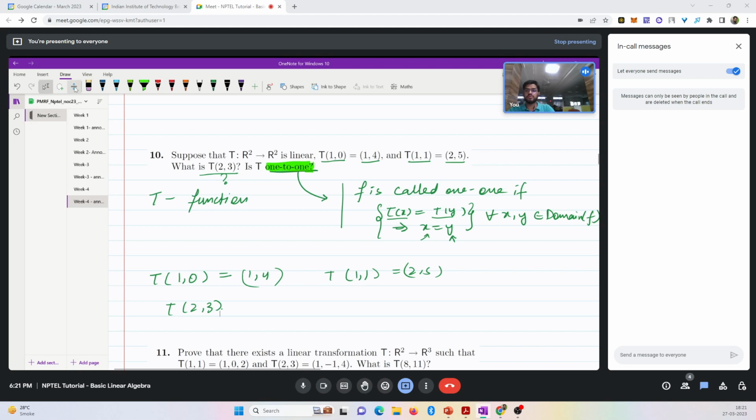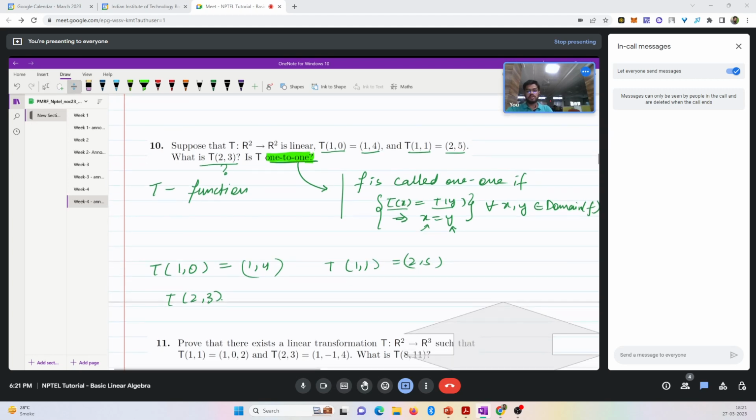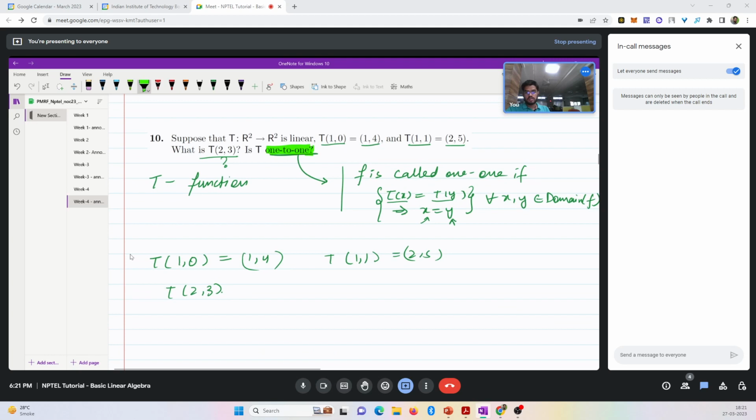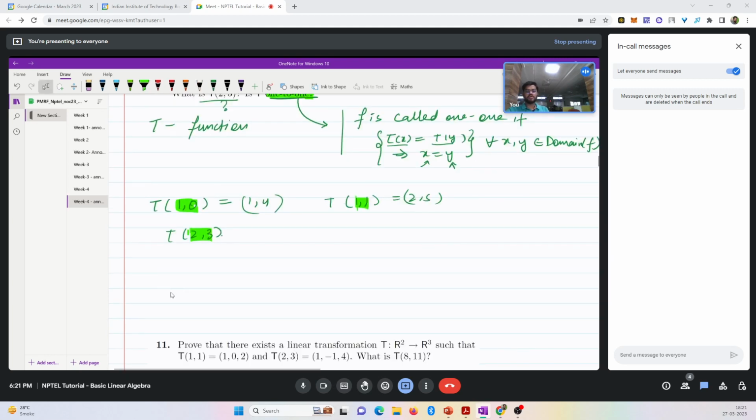So what we will try to do is write (2,3) in terms of these values (1,0) and (1,1). How can we write (2,3) in terms of (1,0) plus something you need to multiply over here, times (1,1)? One way you can see is that the second term is 1 more than the first term.